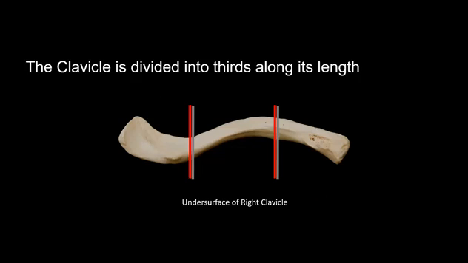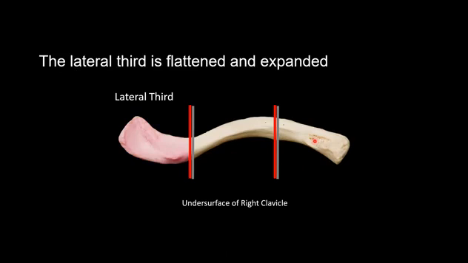Okay, and the clavicle is divided into thirds. The first third, the second third, or what we call the middle shaft, and then you can see the first, the flattened part, the middle, and then we have the third part of it. So it is divided into thirds along its length. So we have the lateral third, what we call the flattened part of it, with several impressions.